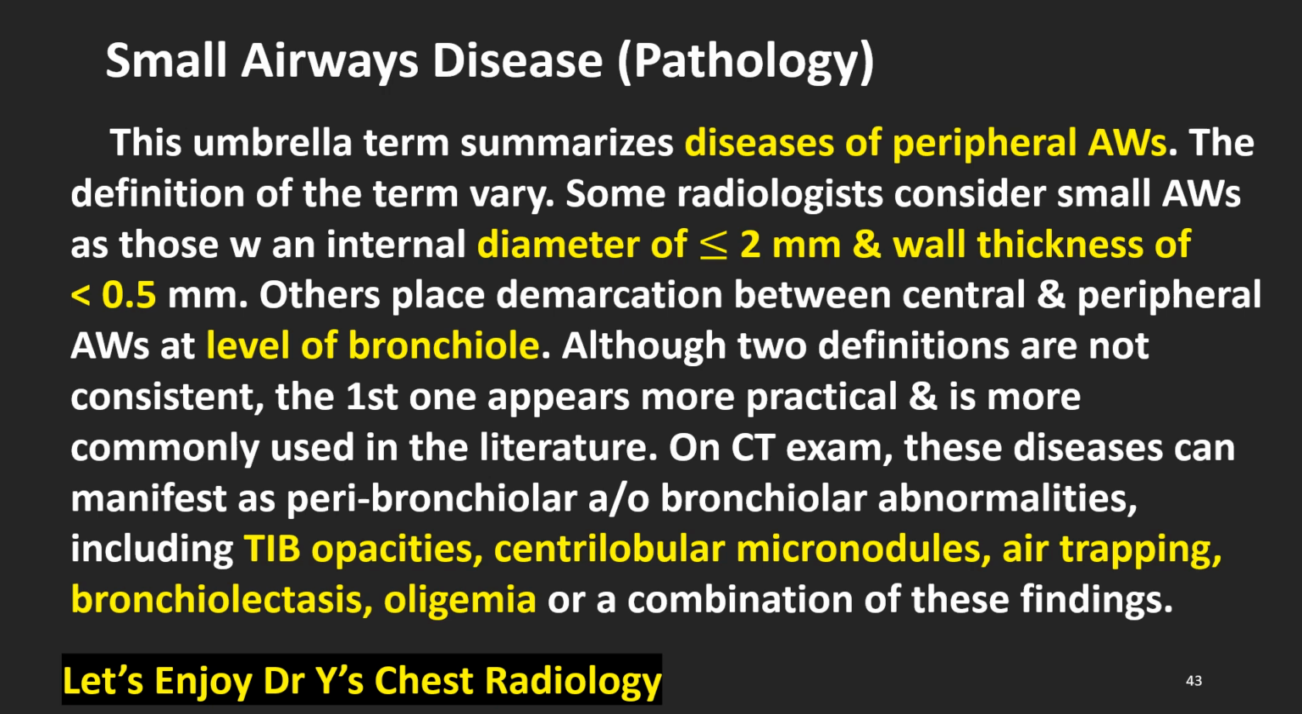On CT exam, these diseases can manifest as peribronchial and/or bronchial abnormalities, including tree-in-bud opacities, centrilobular micronodules, air trapping, bronchial ectasia, oligemia, or a combination of these findings.